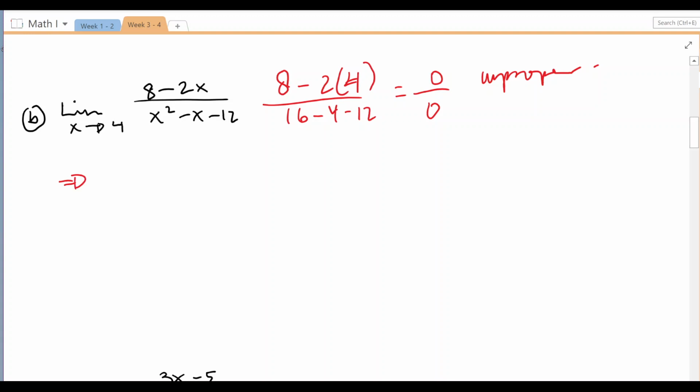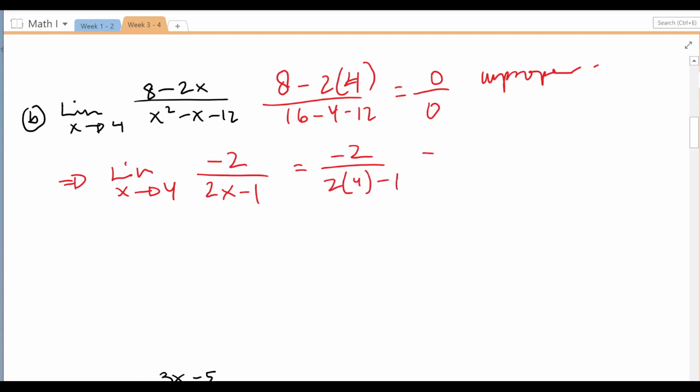So this is equal to the limit of x approaching 4 of the first derivative, negative 2, divided by 2x minus 1. This time, if you do direct substitution, we get negative 2 over 2 times 4 minus 1, equals negative 2 over 7 for the answer of the limit value.